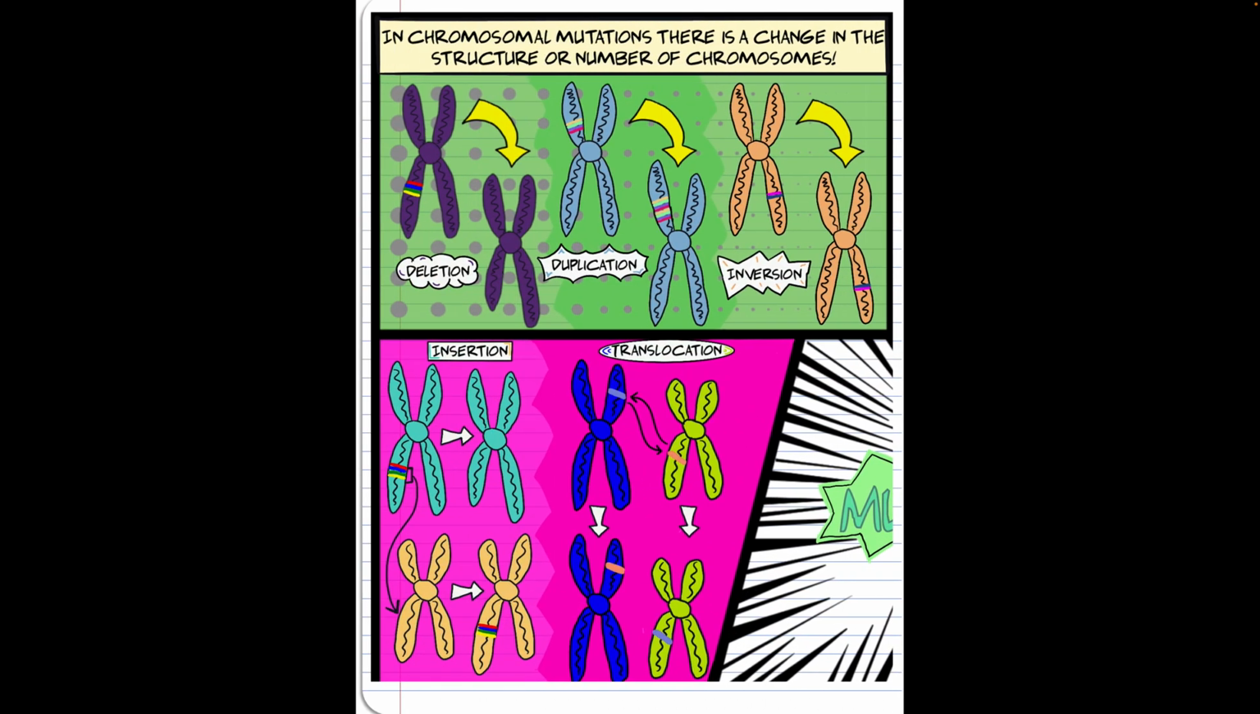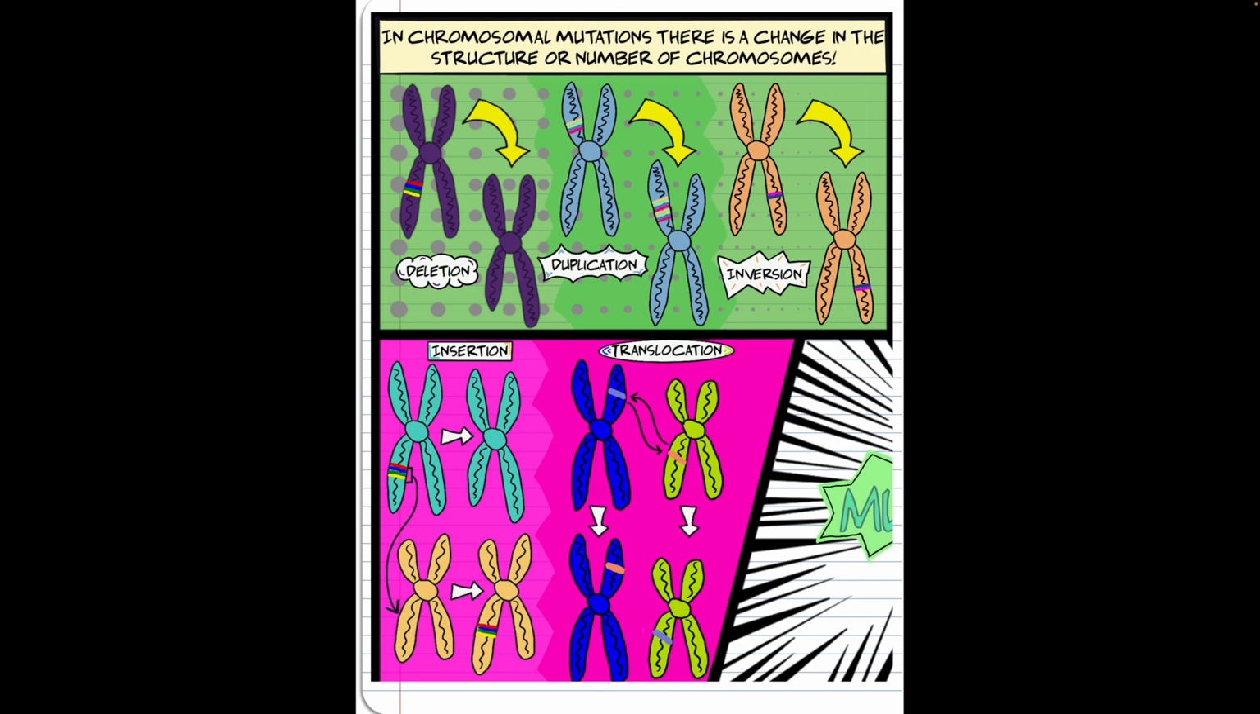Then we have chromosomal mutations. For these, there's a change in the structure or the number of chromosomes. So we have deletion, where we end up with the structure change because an entire section is deleted out of the chromosome. The new chromosome ends up being shorter and missing a lot of information.